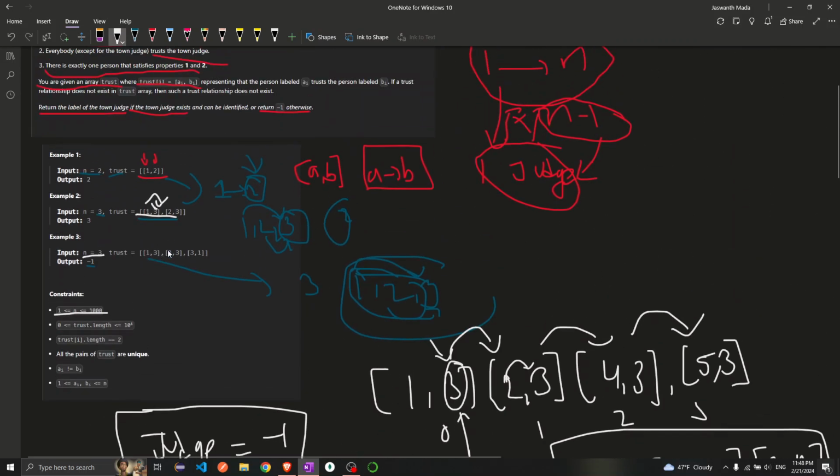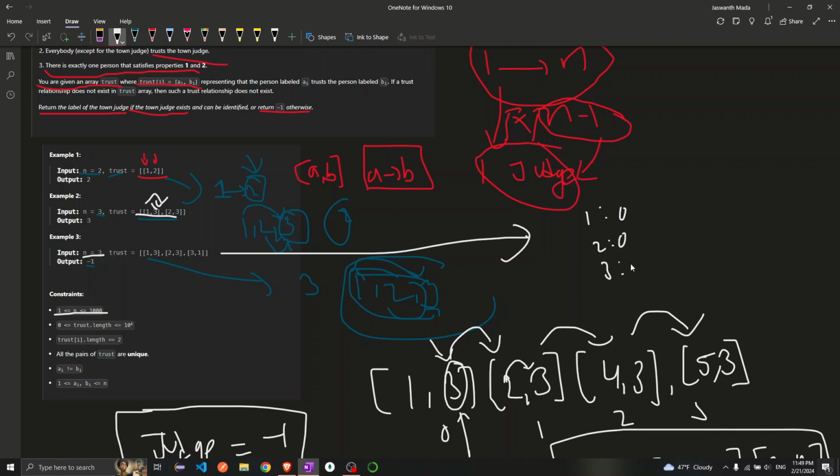So let's go through this example once. Initially we have three people, right? So I'll keep 1 as 0, 2 as 0, and 3 as 0. And here 1 is trusting 3. So 3 has the capacity to become a judge. So 3 has 1, but 1 cannot be a judge, right? So I'll keep minus 1. And again 2 is trusting 3, right? So 3 has the capacity to become a judge, and 2 has minus 1 because 2 cannot be a judge in the future.